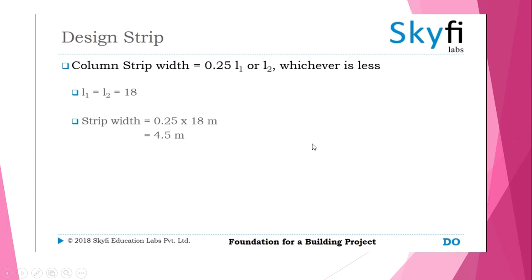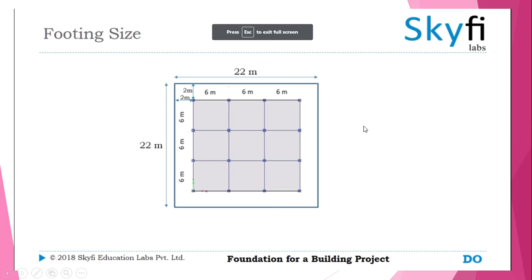Okay. Then for the design of the strip, the column strip width, the formula to determine the strip width is 0.25 into L1 or L2, whichever is less. L1 and L2 both are equal to 18, hence the strip width is equal to 0.25 into 18, which is equal to 4.5. But here we are using a 4 meter strip width.